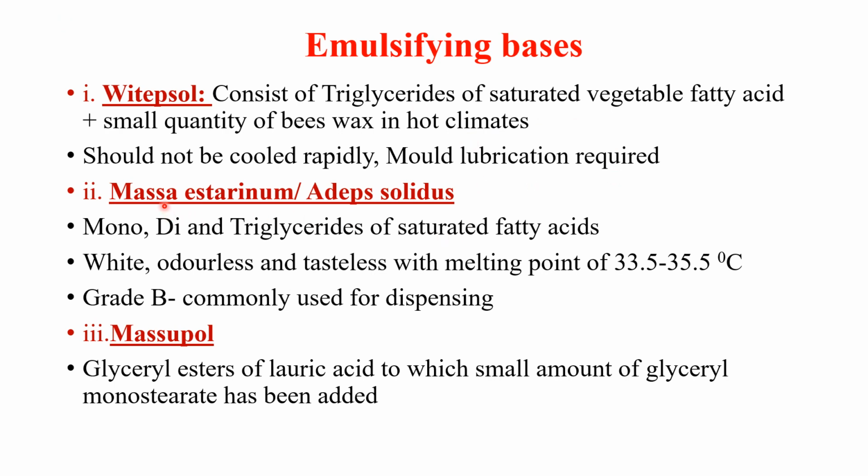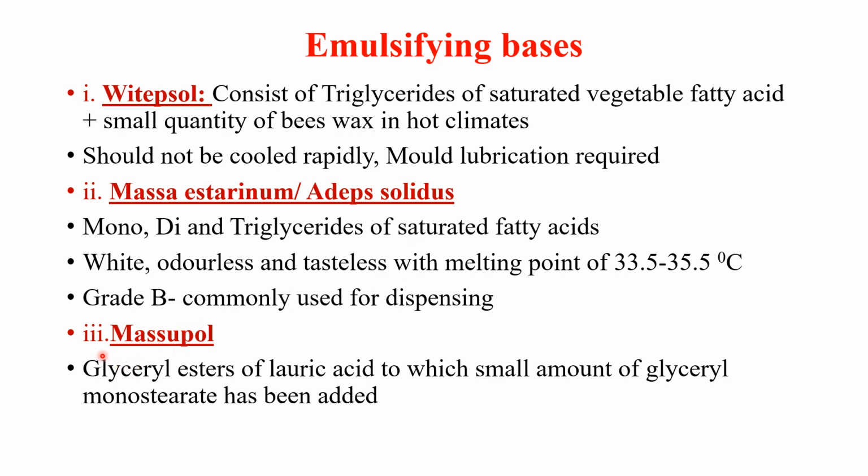The second one is called Massa estarinum, which is called Adeps solidus. This is a mixture of mono-, di- and triglycerides of saturated fatty acids. These are white, odorless, tasteless, and the melting point is 33.5 to 35.5. Commonly grade B is used for dispensing of suppositories.